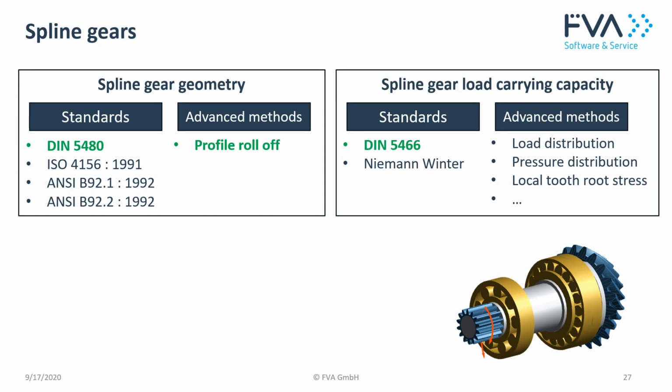Moving on now to new component types in version 6.0. A new component type includes the spline gears. So you can calculate spline gear geometry according to DIN 5480. You can also calculate spline gear load carrying capacity according to DIN 5466 in the new version of the Workbench. These are relatively simple calculations, standard calculations at this point. However, we do have additional know-how from other projects that can be integrated, and this is planned for future releases.